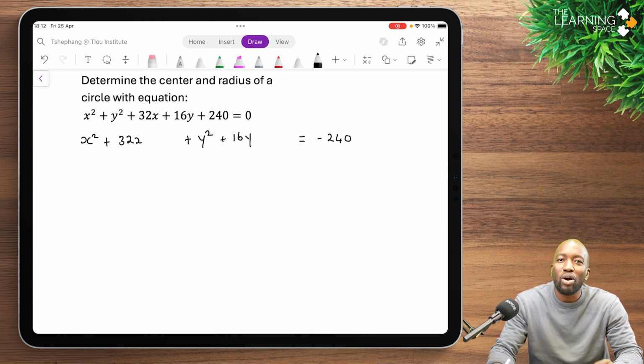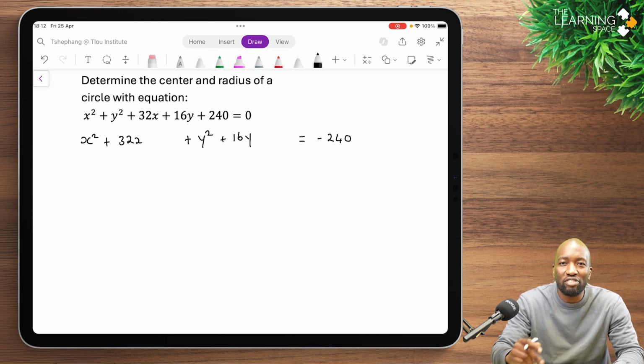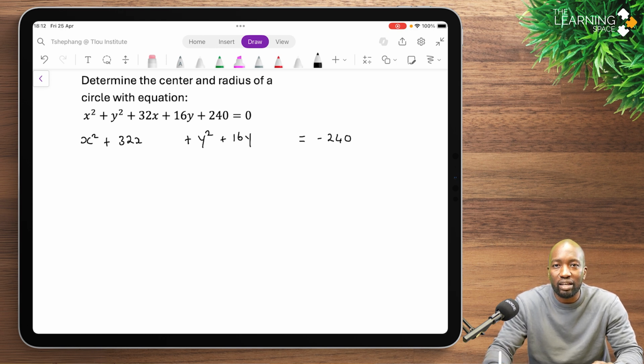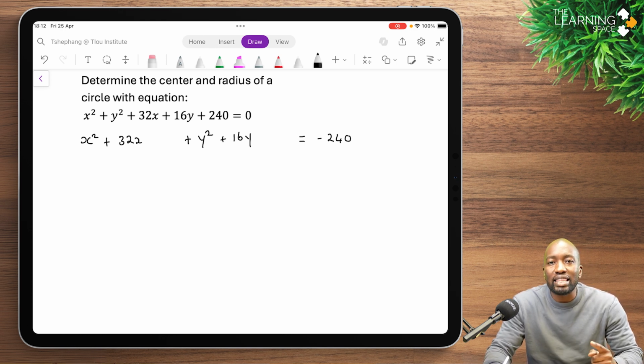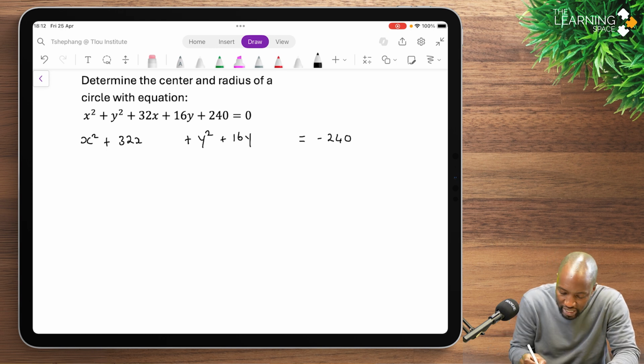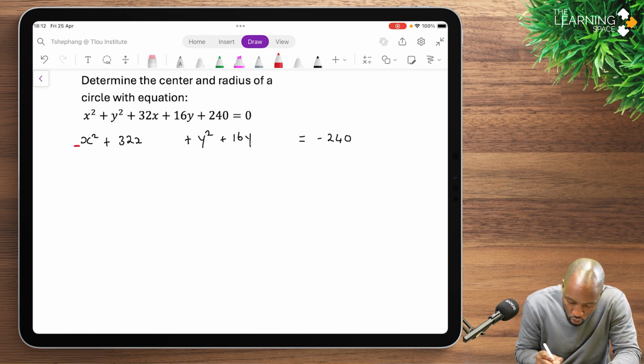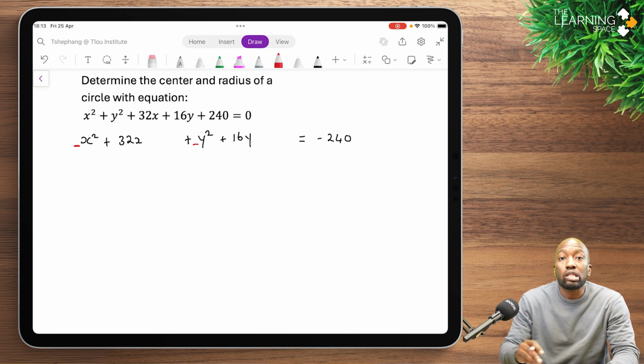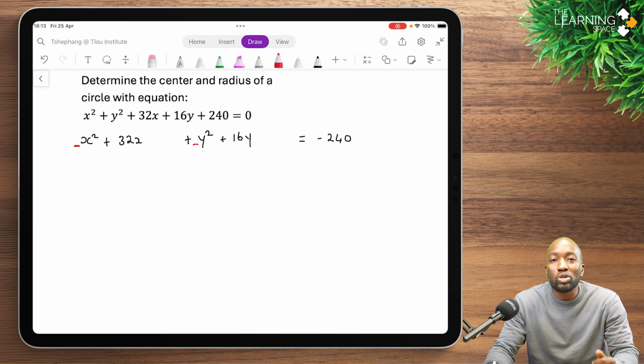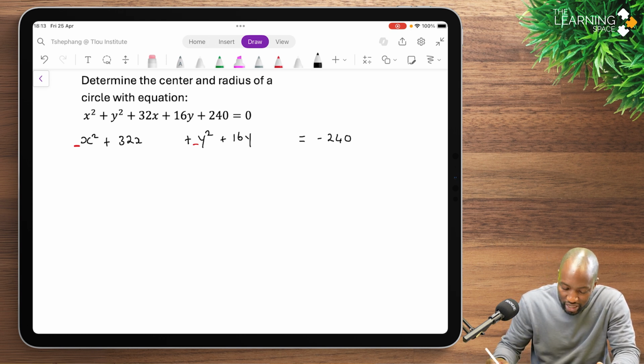Now how do we complete the square? Yes, you've guessed right. What we need to do is take the coefficient of x and then divide it by 2 and then square it. But there's something very important that we need to look out for before we complete the square. What is it? Remember that the coefficient of x squared must always be 1. Let's check. Yes, the coefficient of x squared and the coefficient of y squared, those coefficients are 1. So we can proceed and complete the square.